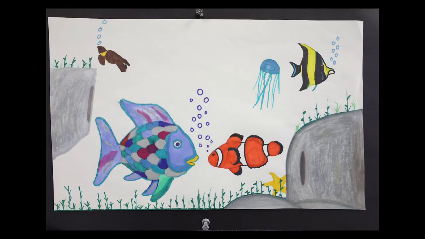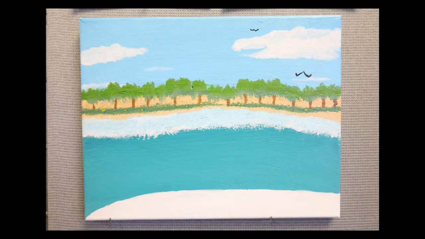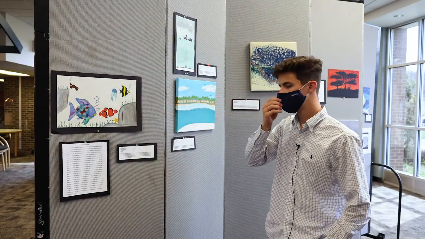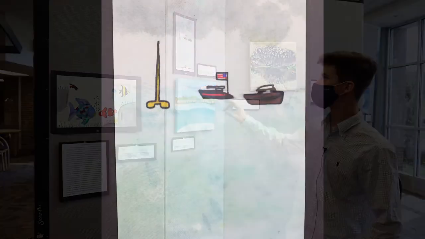I got the rainbow fish from the book, clownfish for Nemo. This is kind of representing my childhood, and I don't remember the name of that fish, but so this underground one. And then right here, this is a painting that I painted in, I think it was Clearwater, just an island off of Clearwater. And we went there and I just took a picture of it and painted it.